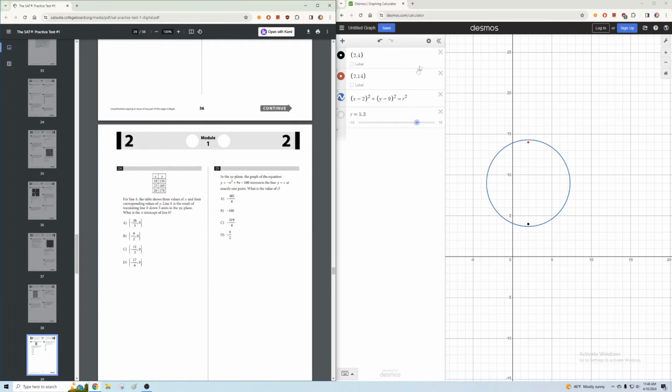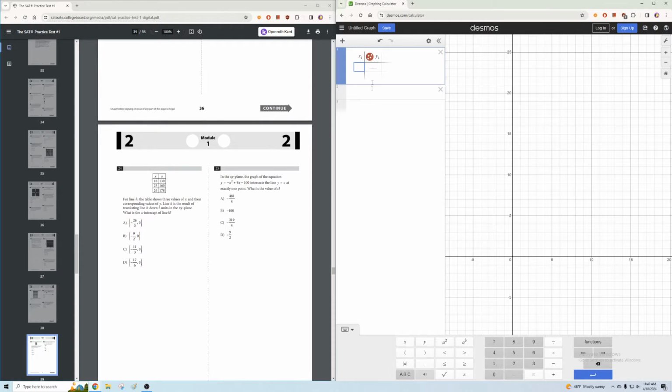Okay, this one maybe. I'm going to go ahead and erase all these little points here. Actually, maybe both of these. So for a line H, we're going to be graphing a line, the table shows 3 values of x and their corresponding values of y. Line K is the result of translating line H down 5 units on the xy plane. Okay, this is a little wordy, but I think Desmos can maybe handle this one for you.